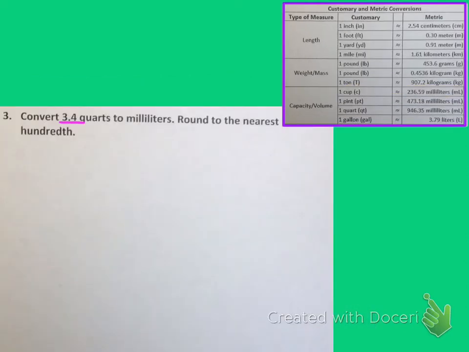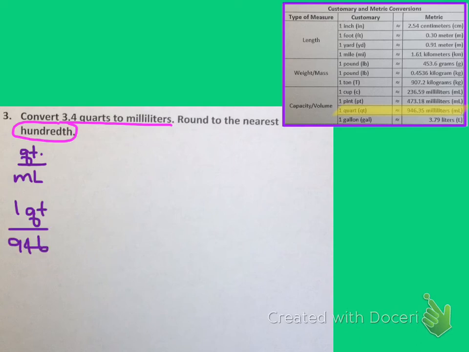Convert 3.4 quarts to milliliters, round to the nearest hundredth. So again, we're going to look in the table and find where it tells us how many milliliters are in 1 quart, and that's right there. So we are going to do quarts over milliliters, and we'll do 1 quart over 946.35 milliliters equals 3.4 quarts over, I don't know how many milliliters, so we put an X.